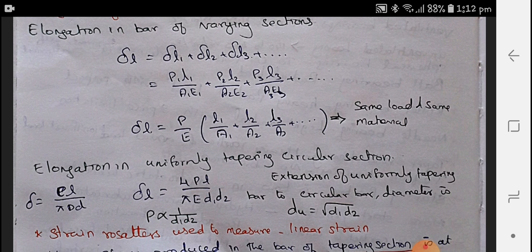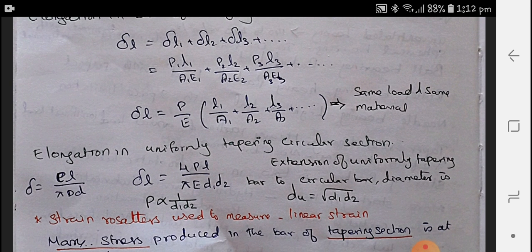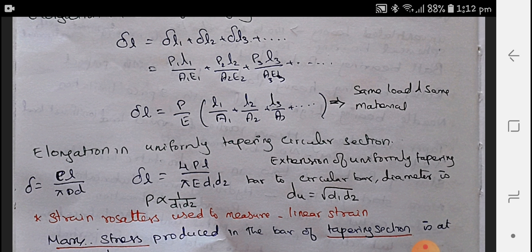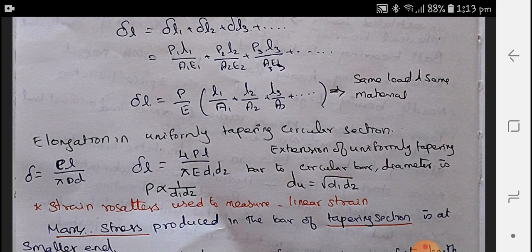Next, it is an important section: elongation in a uniformly tapering section. Therefore, delta L is equal to PL, rho L divided by pi into capital D into small d, where capital D is the bigger diameter and small d is the smaller diameter. Therefore, delta L is equal to 4PL divided by pi E into D1 into D2. Here, I would like to note that the elongation is inversely proportional to D1 and D2. Therefore, D equivalent is equal to square root of D1 and D2.